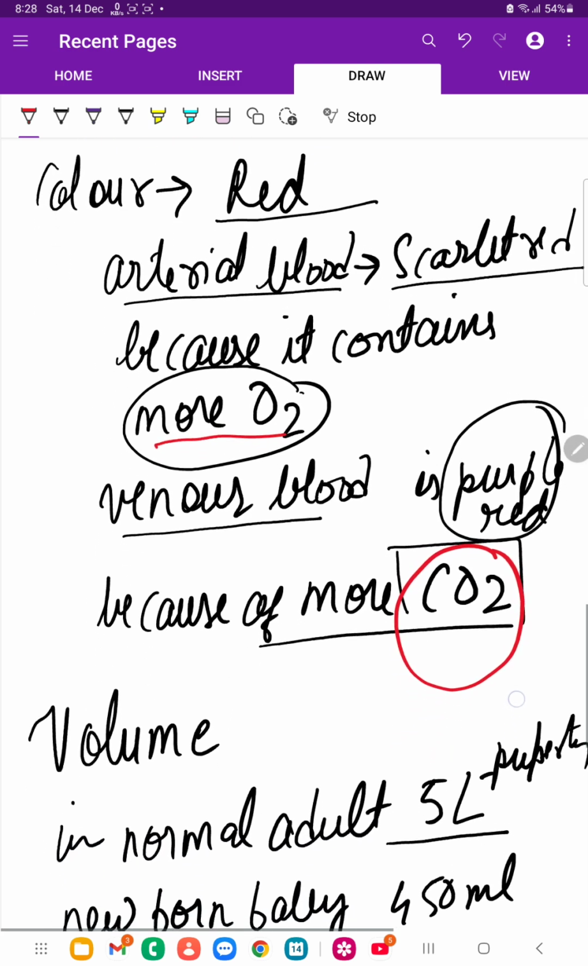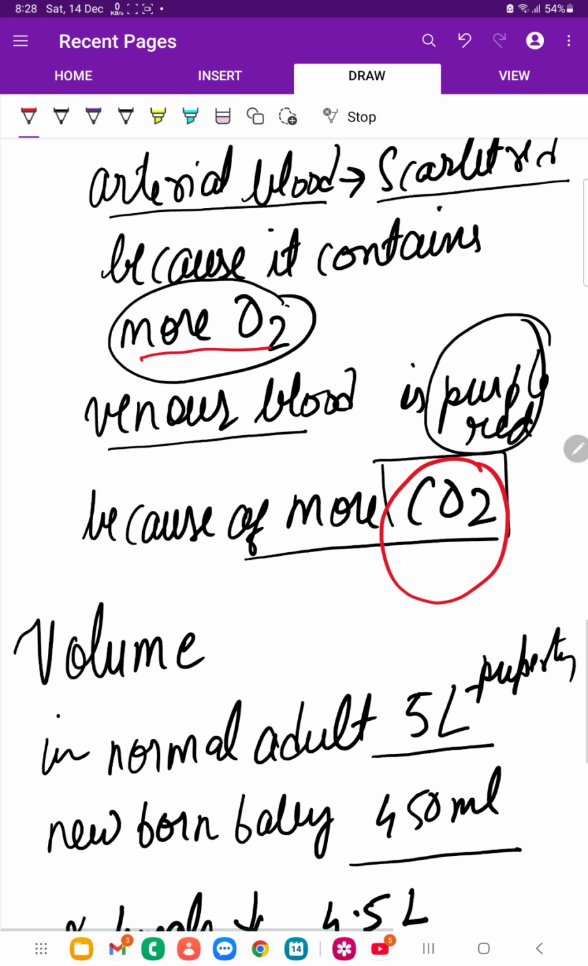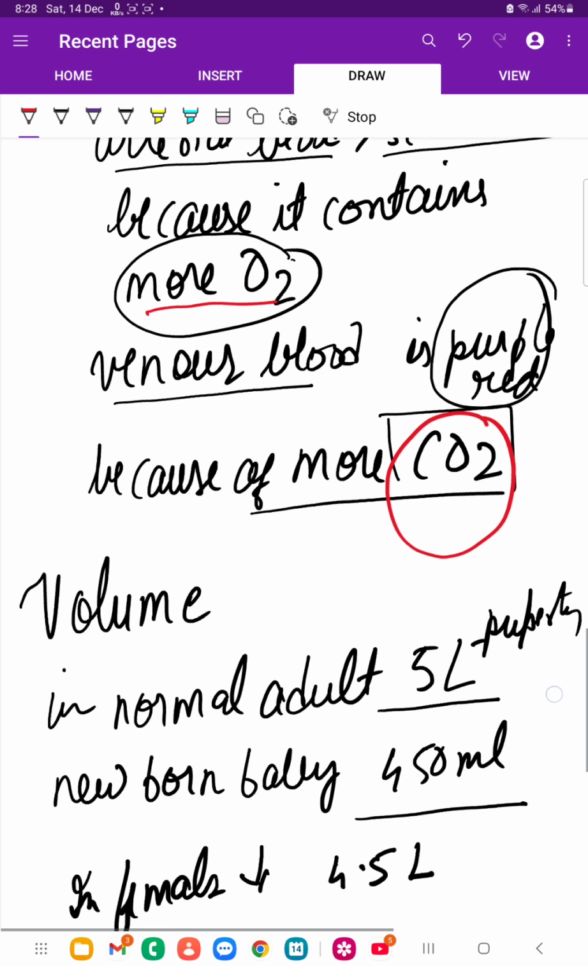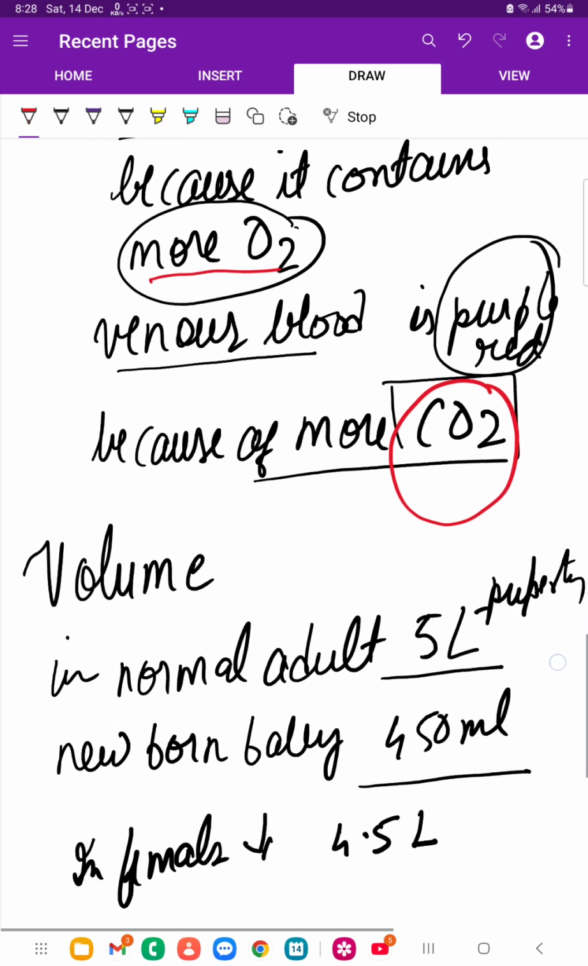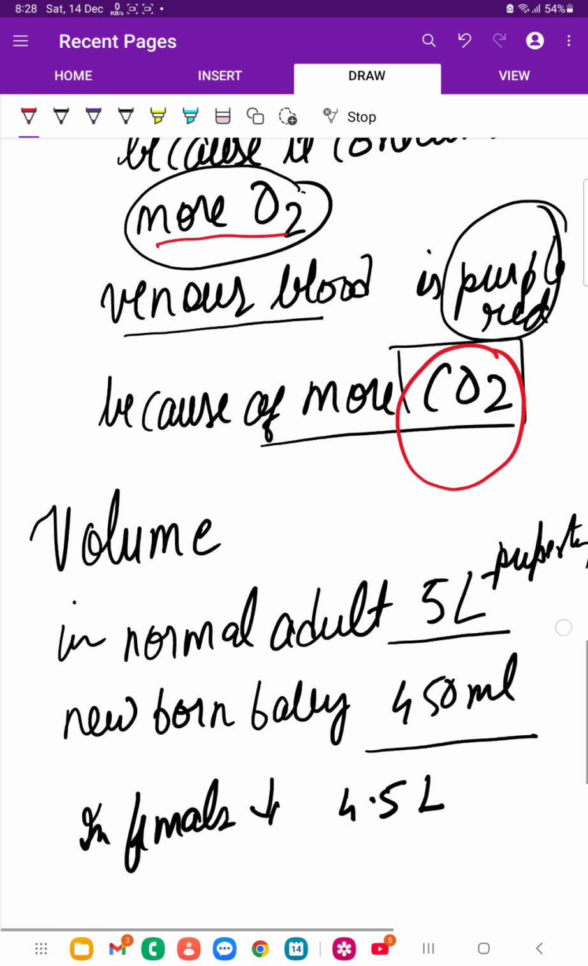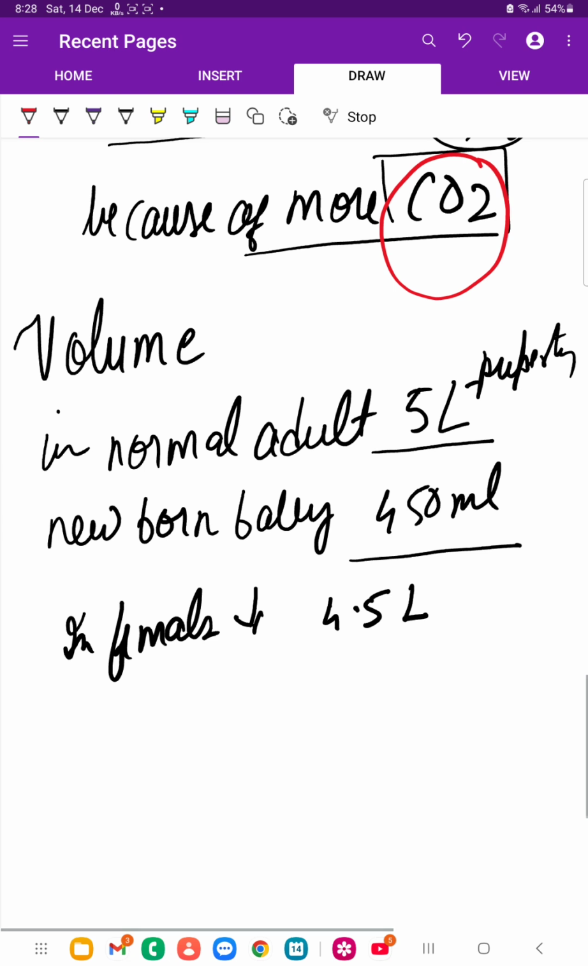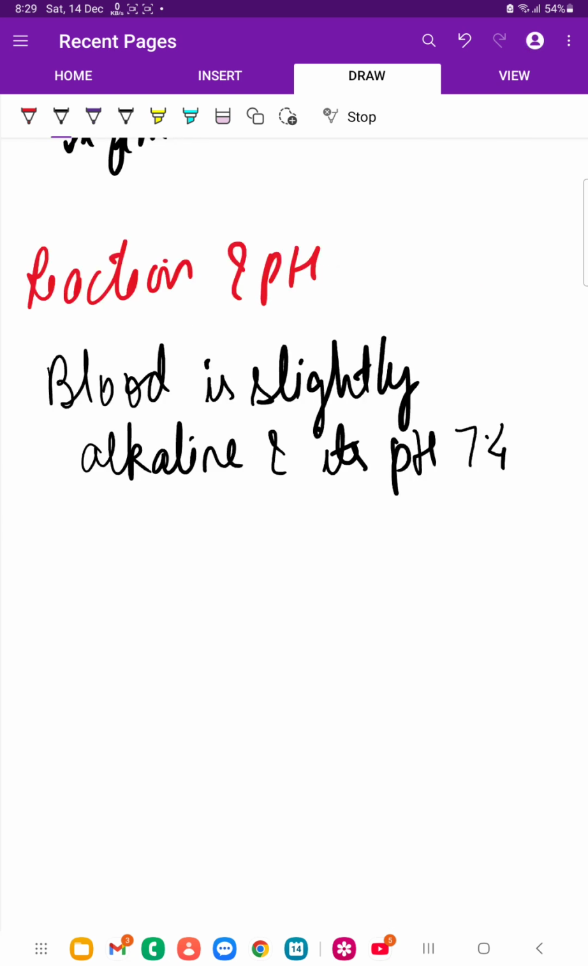Then the next property is volume. In a normal adult, 5 liters of blood is present, whereas in a newborn it is 450 ml. Blood volume increases from newborn up to puberty. In females, blood volume is slightly less, about 4.5 liters. Then we have the reaction and pH. Blood is slightly alkaline and it has a pH value of 7.4.